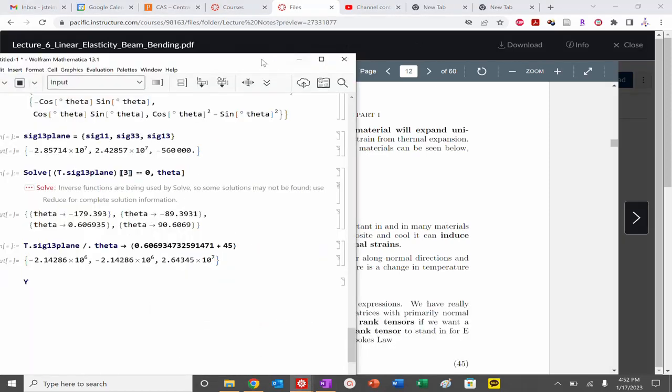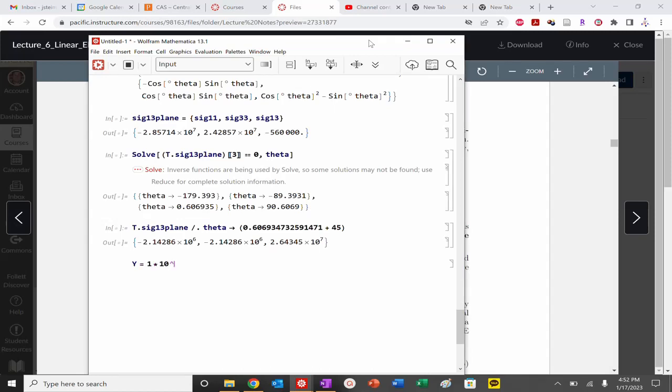So my Y is equal to 1 times 10 to the 9th. Let's say my nu is equal to 0.4. Let's say my alpha is equal to 50 times 10 to the minus 6. My del T is an unknown. So my epsilon T is equal to alpha times del T. I know that my sig 3-3 is equal to minus 100 times G, 9.8, divided by 15 times 10 to the minus 3 squared. I'm going to just button that up.